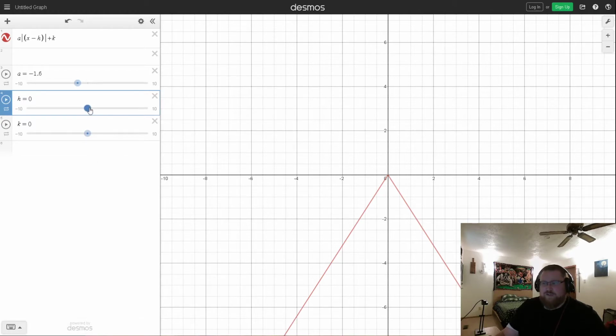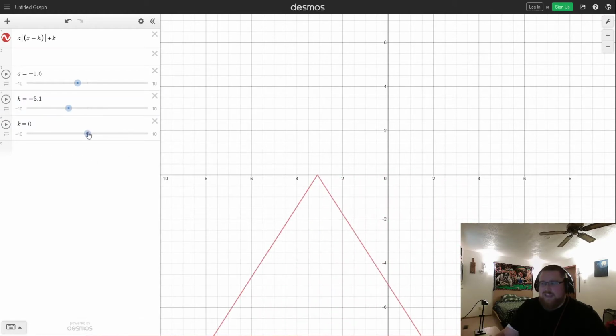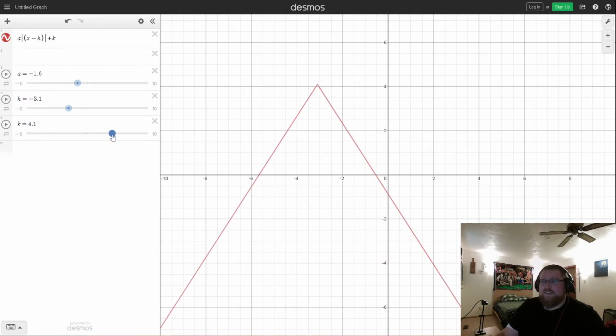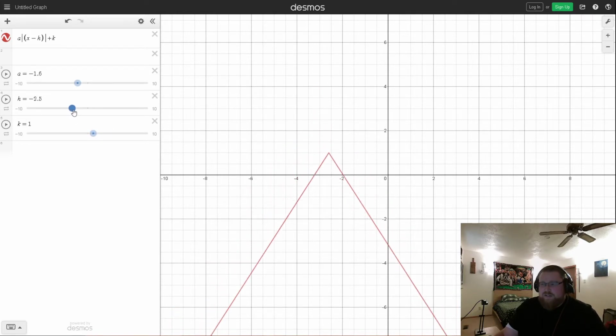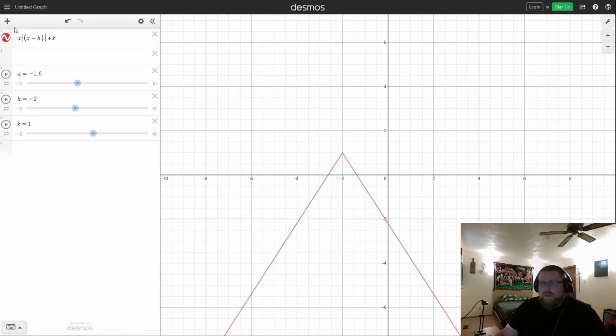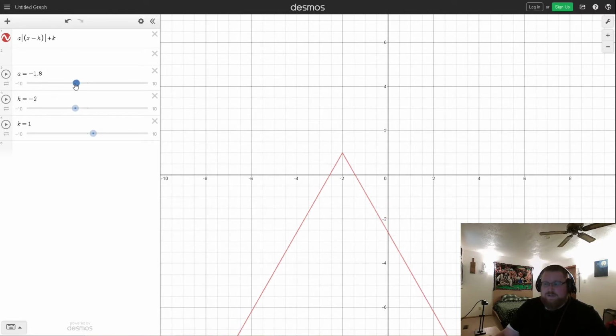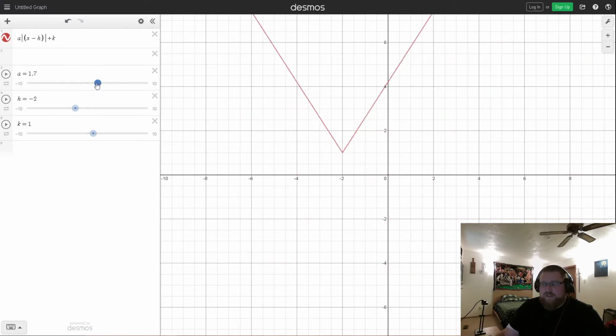That's all h can do. K still moves it up or down, and it does it the same way. If k is positive 4, it still moves it up 4, even when the a is negative. If the h is negative 2, because when I plug it in, that becomes x plus 2, it moves it to the left 2. And that fact doesn't change no matter what a is, because it's the vertex. Everything moves around it. Little flapping wings.